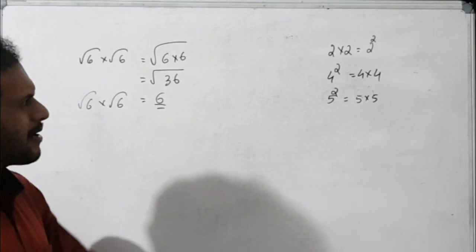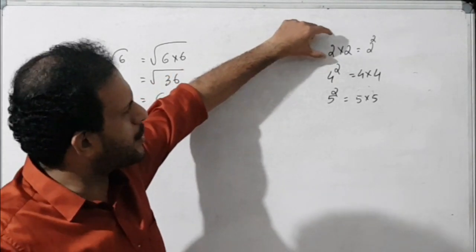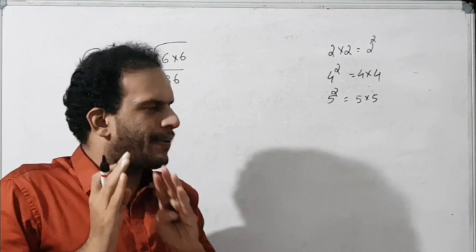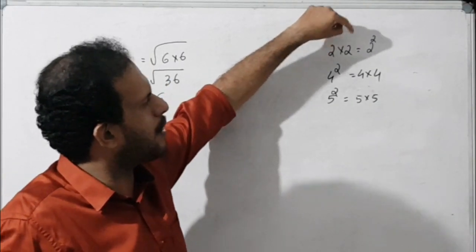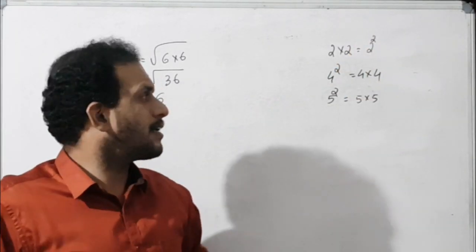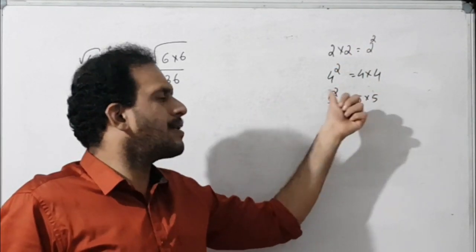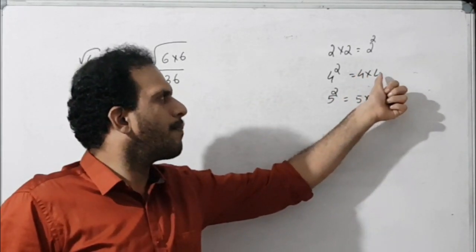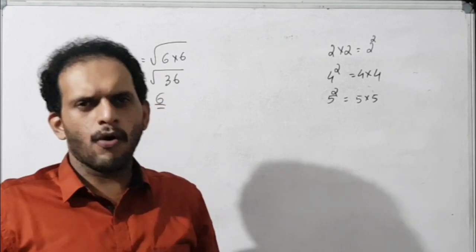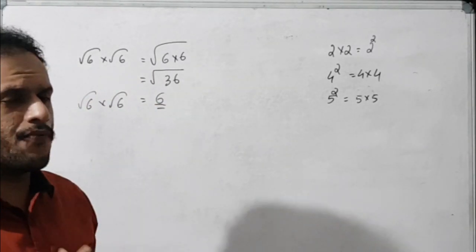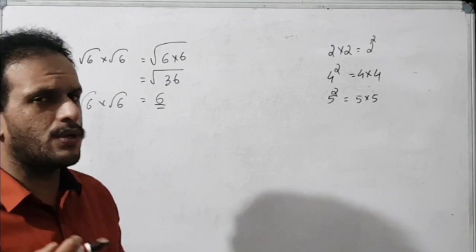Here, we represented 2 into 2 as 2 square. Thus 5 into 5 is 5 square. 4 into 4 is 4 square. Correct? 4 square means 4 into 4, 5 square means 5 into 5, 2 square means 2 into 2.